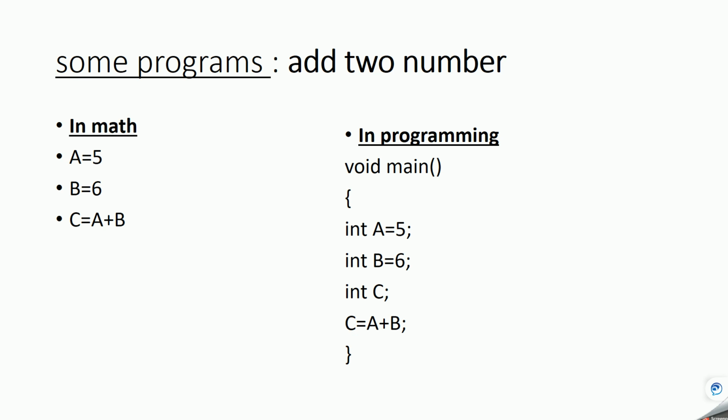So let's see. Suppose in mathematics, we want to perform addition of two numbers. We'll write a equal to 5, b equal to 6, and c equal to a plus b. The same thing in programming is written as void main, int a equal to 5, b equal to 6, int c, and c equal to a plus b.